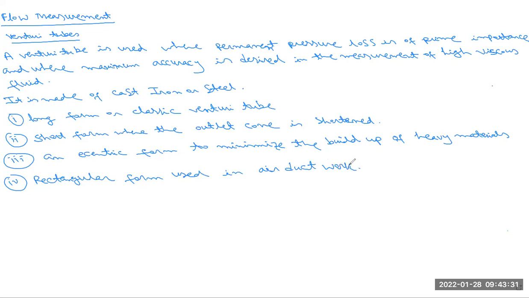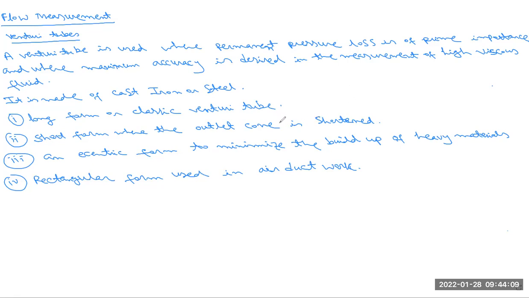So this is basically the condition where we use the venturi tube, which is made of metal, cast iron or steel. First is the long form or classic venturi tube. That means where the flow measurement involves long pipe sizes, you have to control the flow measurement using the venturi tube method. Number two, short form, where the outlet cone is also shortened. That means a different angle.